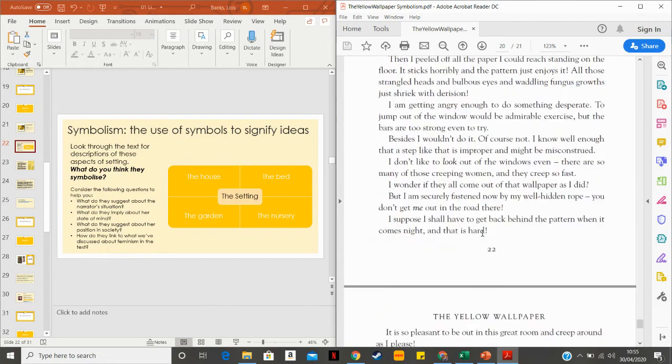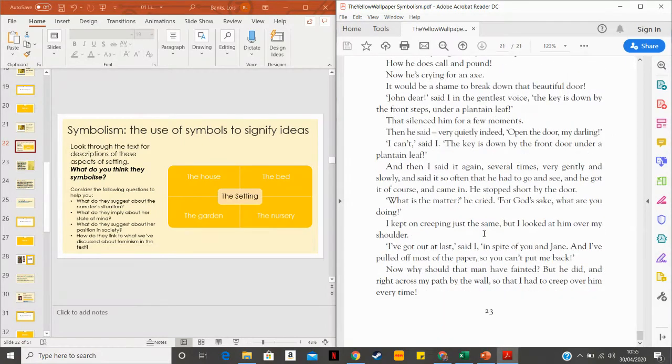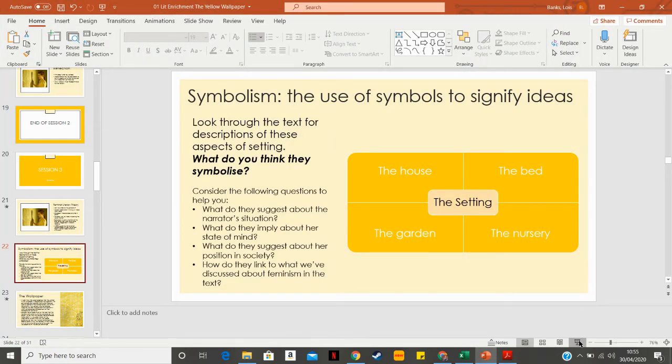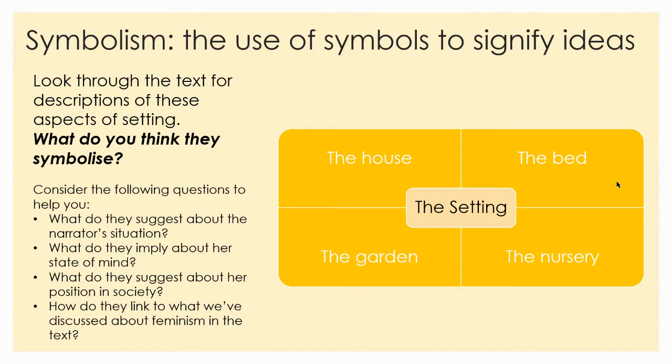Yes, she has. So it's that symbolism there. I mean, I hope that helps, looking at that symbolism that way, and you may well have some more ideas.